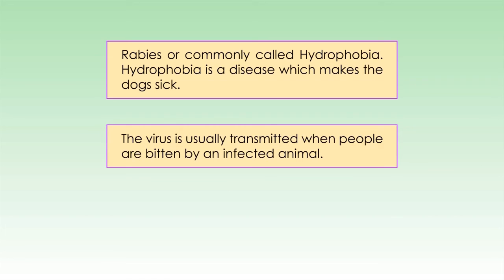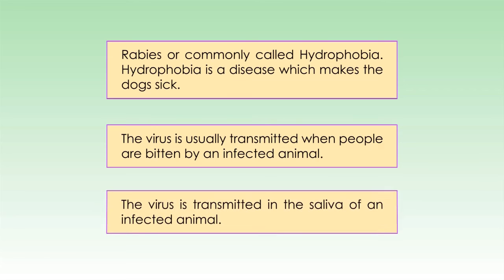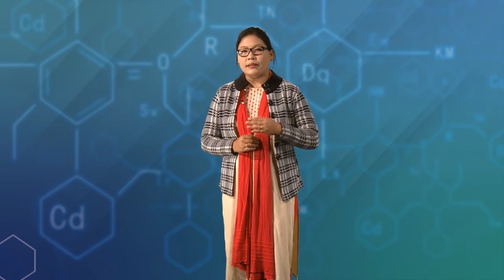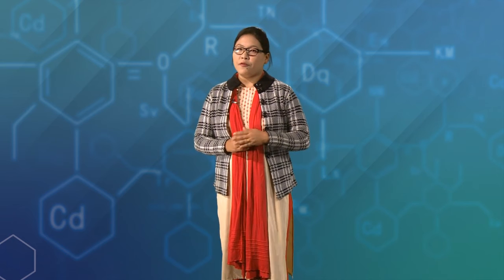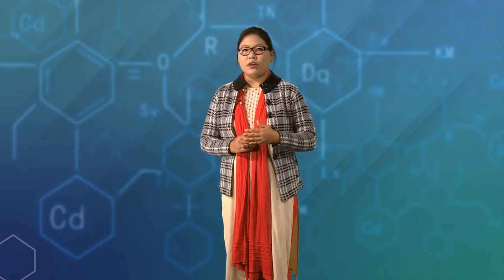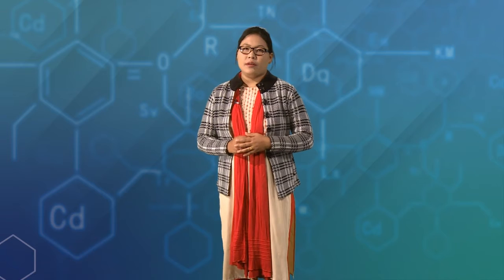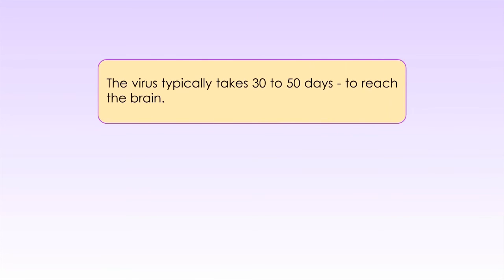The virus is usually transmitted when people are bitten by an infected animal. The virus is transmitted in the saliva of an infected animal. From the point of entry, the rabies virus travels along the nerves to the spinal cord and then to the brain where it multiplies. From there, it travels along other nerves to the salivary gland and to the saliva. So once the rabies virus reaches the spinal cord and the brain, rabies is almost always fatal. However, the virus typically takes 30 to 50 days to reach the brain.